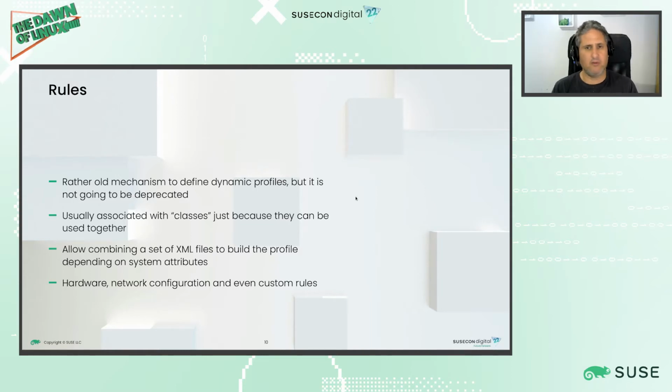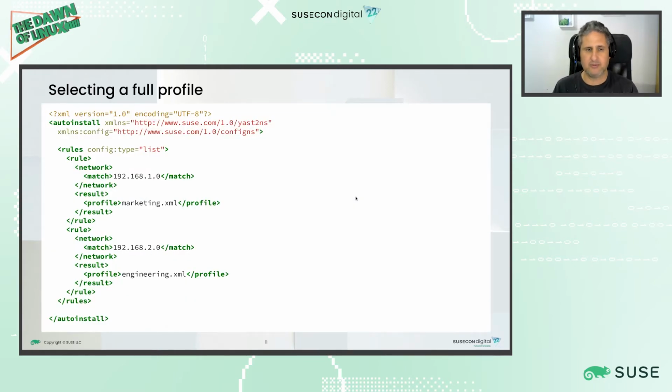So basically, you can combine several XML files, and in order to decide which files you would like to combine, you can check the hardware, the memory, disk, the architecture, etc. Or you can check the network configuration just in case the system is deployed in a given network, or you can even create your own rules. So let's have a look at one example so we can know better what we are talking about.